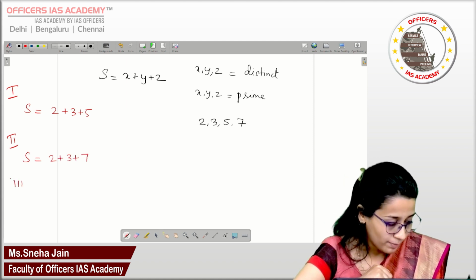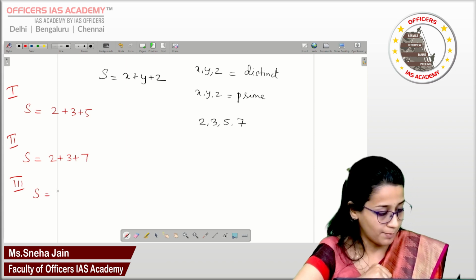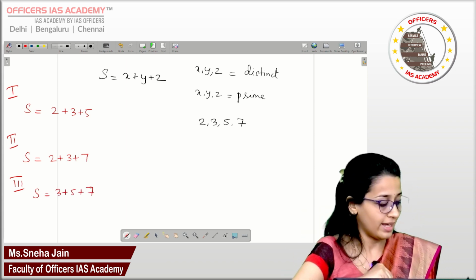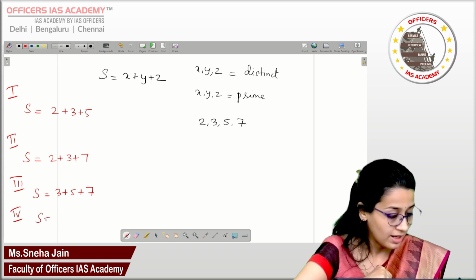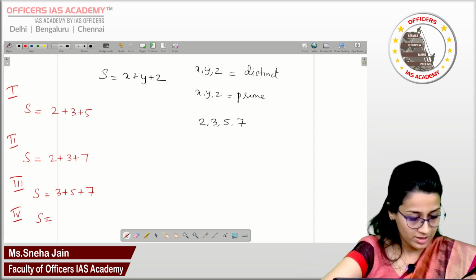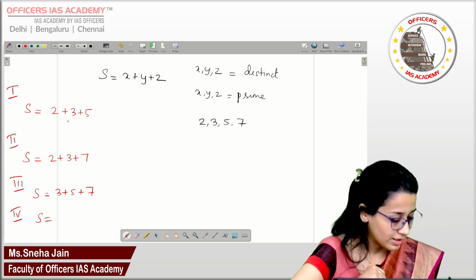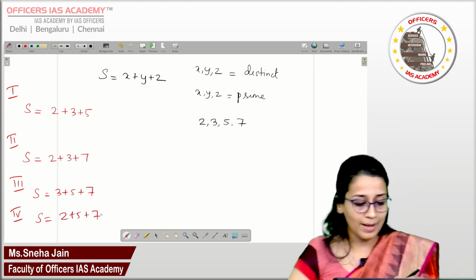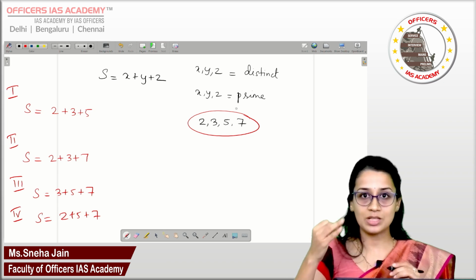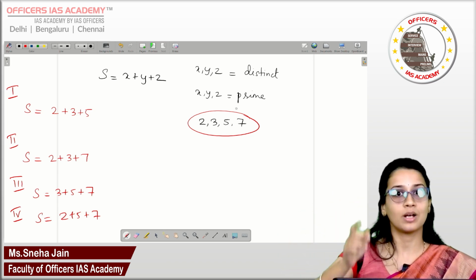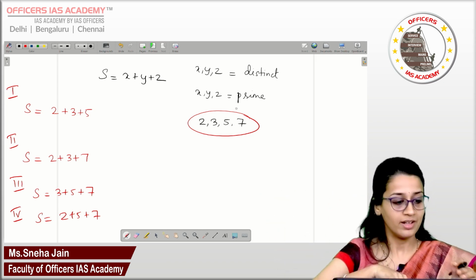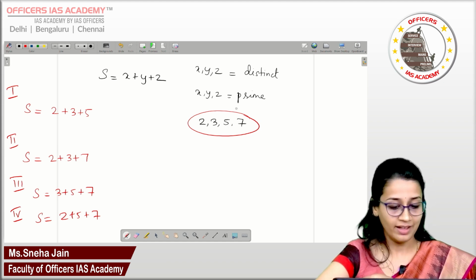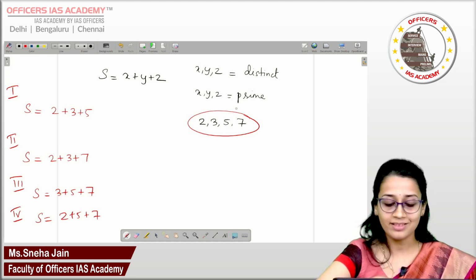In my third combination, my S can be a sum of 3, 5 and 7, where I am omitting 2 consciously. And in my fourth combination, I am going to omit 3: 2 plus 5 plus 7. What have I done? From my possible values of x, y and z, I am trying to take away one value each in the combination. In the first, I have taken away 7. In the second, I have taken away 5. In the third, I have taken away 2. And in the fourth, I have taken away 3.